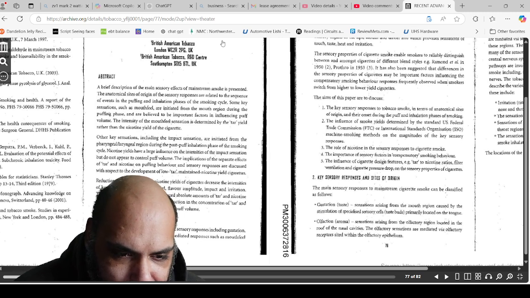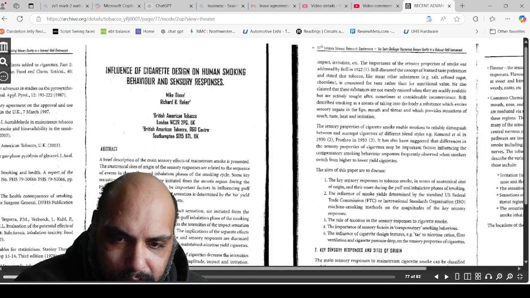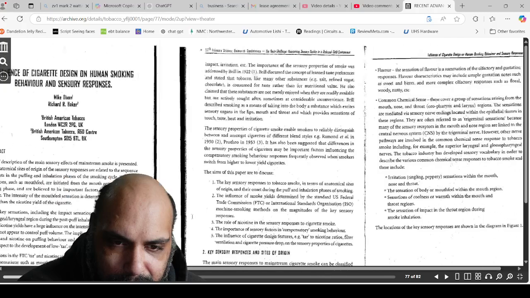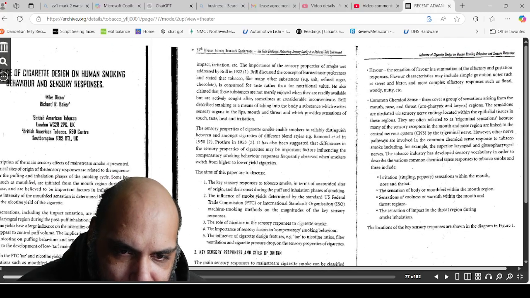1. Introduction. Tobacco smoke is known to induce a range of sensory responses, including gustation, olfaction, and common chemical sense mediation responses, so that's just mouthfeel, impact, irritation, etc. The importance of the sensory properties of smoke was addressed by Brill in 1922.